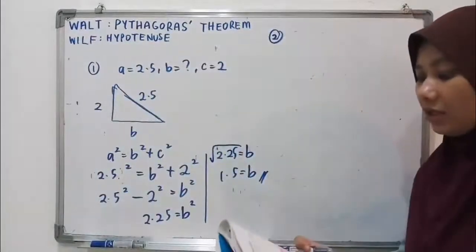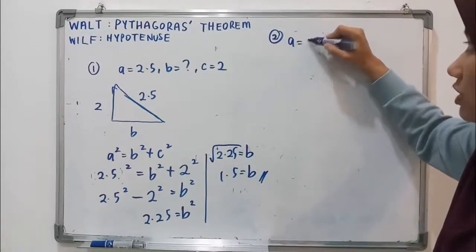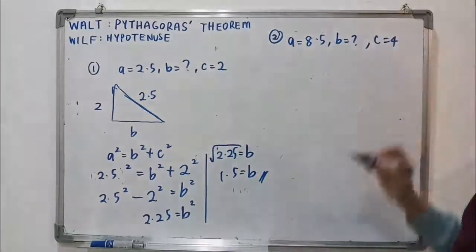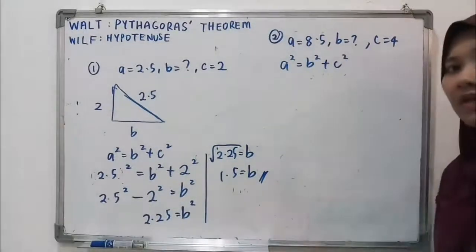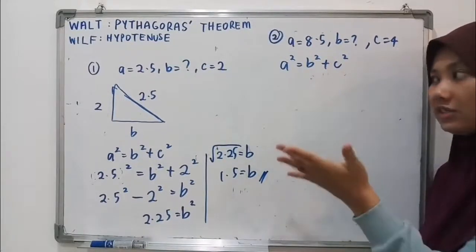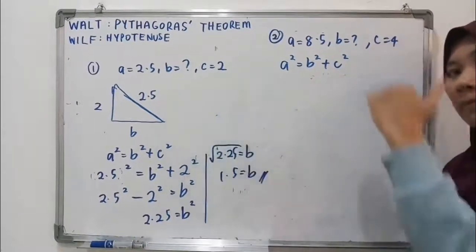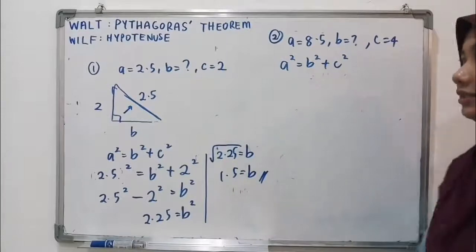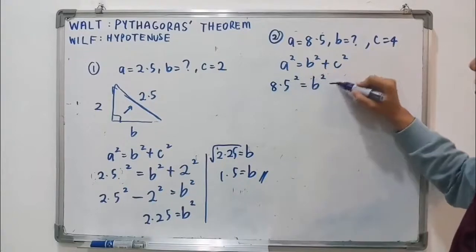Look at the worksheet, okay? So now, I don't want to draw anymore. I simply use the formula. So A equals 8.5, your B we don't know what it is, C equals 4. According to the formula again, A square equals B square plus C square. This is actually very easy to remember: A square, B square, C square, just according to the alphabet order. You just need to make sure you know that the position of A is the hypotenuse, which must be opposite to the right angle, the 90-degree angle. So that is just 8.5 square equals B square plus 4 square.